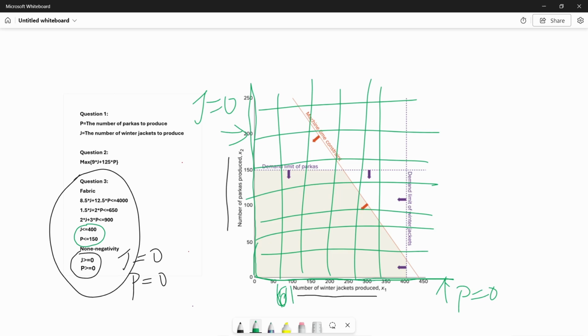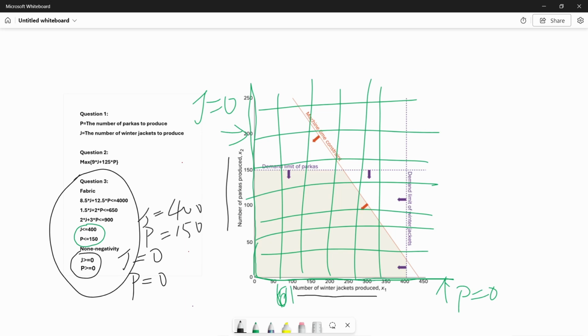So, similar idea: in order to find these two constraints on the diagram, first of all, we need to assume J equal to 400 and then find this line. And for the other one, P equal to 150, and then find this line. And then based on the inequality sign, we find the area representing the inequality. Okay, so first, let's find J equal to 400.